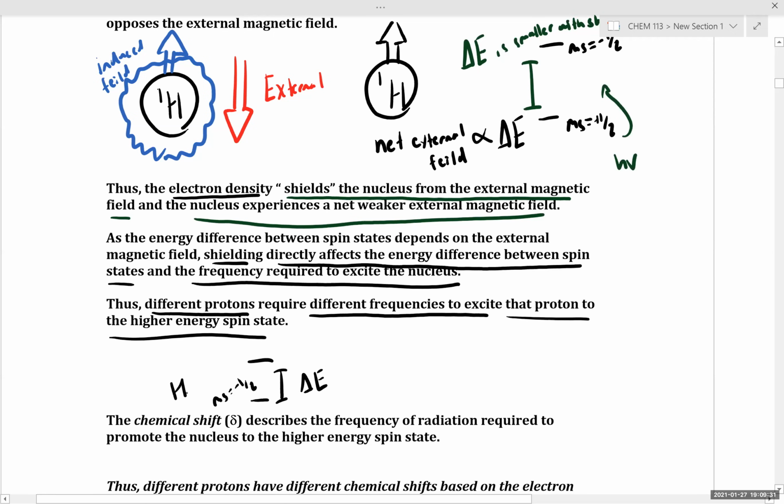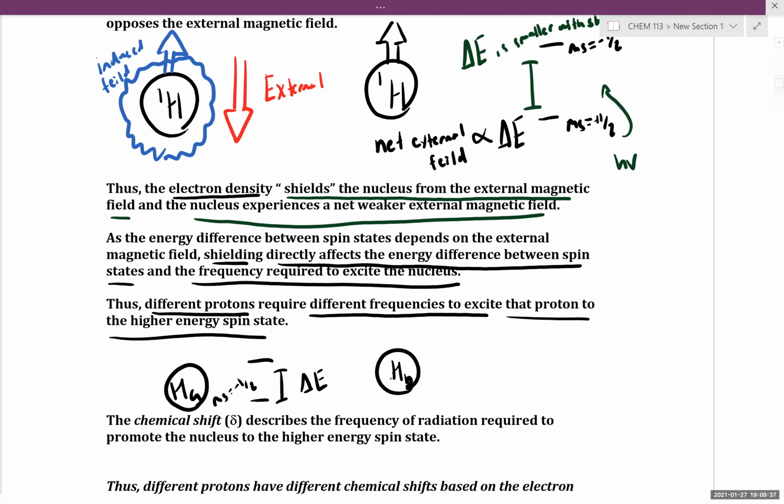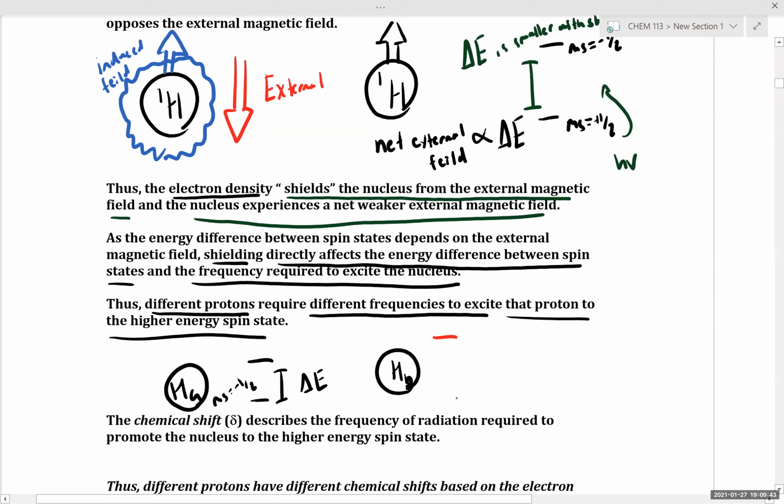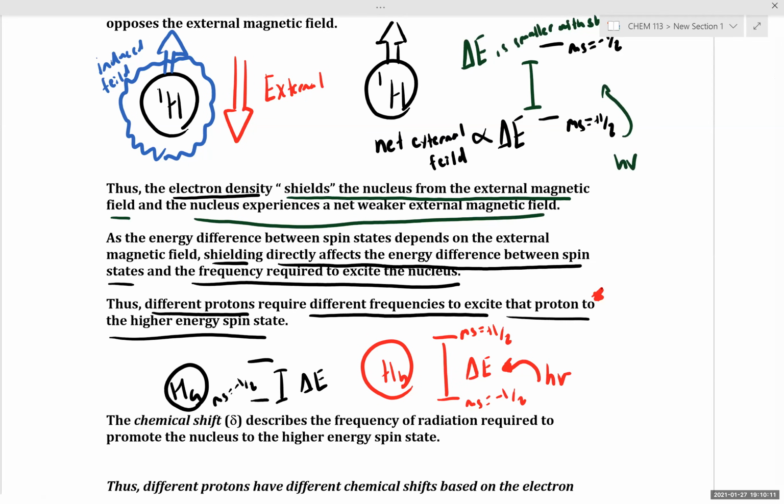So you can have two protons. We'll call this proton A versus proton B. And as we notice, proton B has a slightly different gap in energy between its two spin states. And as a result, proton B would absorb a different characteristic frequency. So in turn, different protons have different characteristic frequencies of light that they absorb based on their electronic environment.